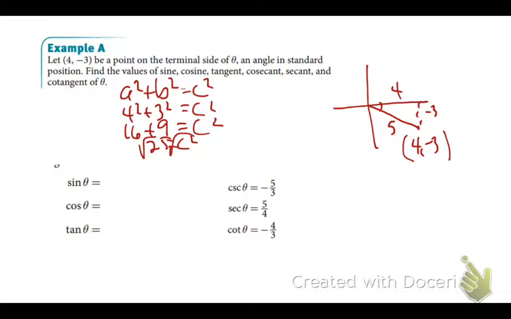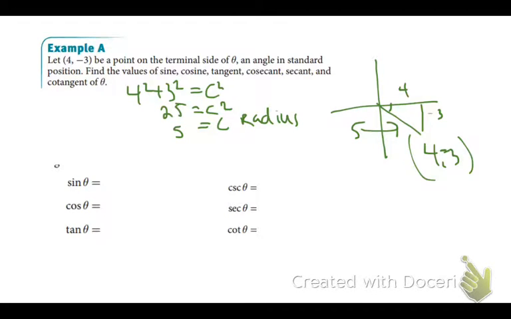All right, so now I want you to come over here and find your sine, cosine, and tangent. Okay, so now we know what our radius is. We can go back and we can find all of our trig functions. So sine is going to be negative 3 over 5, because that's your opposite over hypotenuse. Your cosine is going to be 4 over 5, and your tangent is going to be negative 3 over 4, because remember that is your sine over your cosine, or opposite over adjacent.